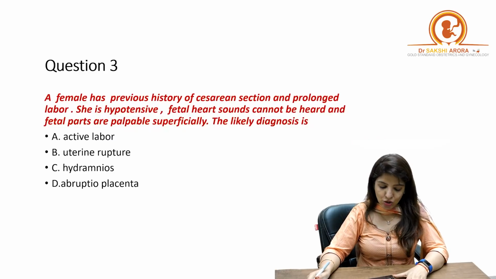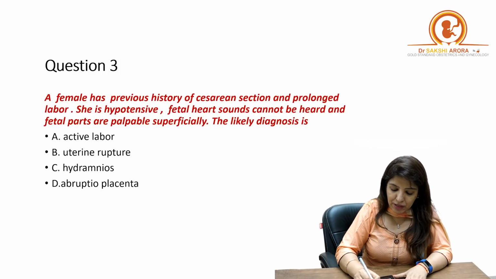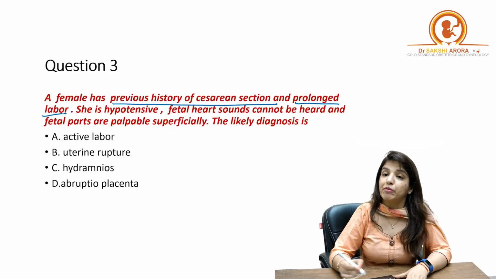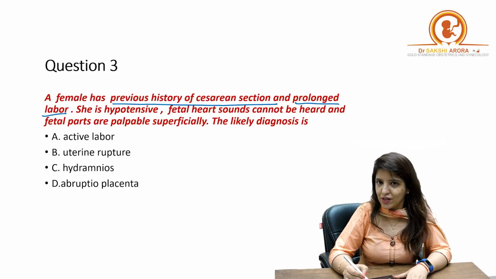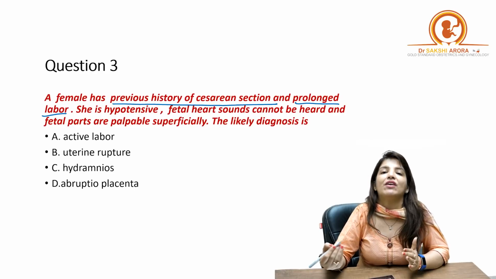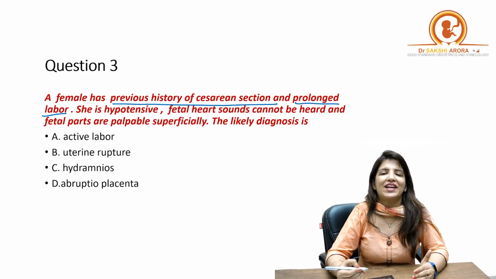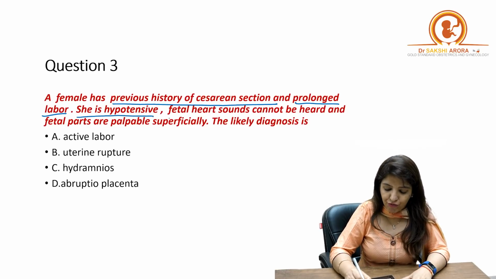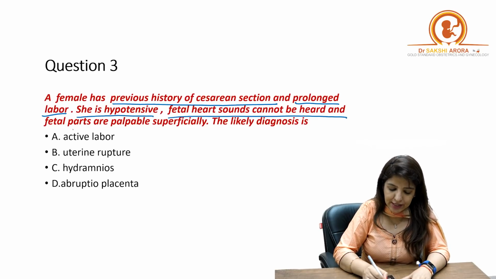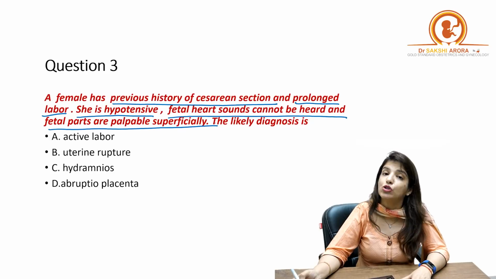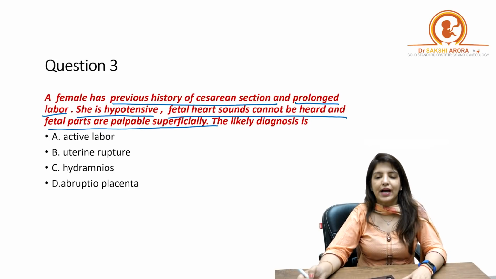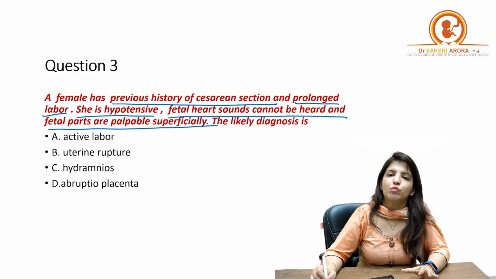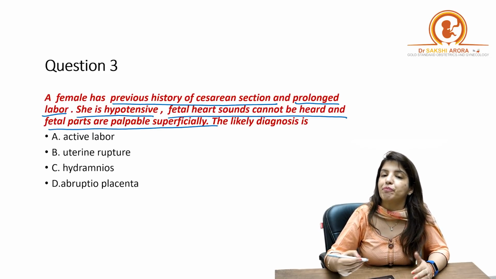Okay, let's see the next question. A female has previous history of cesarean section and prolonged labor. So there is a previous history of cesarean section and she is undergoing vaginal delivery, and in this vaginal delivery there is prolonged labor. She is hypotensive, fetal heart sounds cannot be heard, and fetal parts are palpable superficially. The likely diagnosis is.